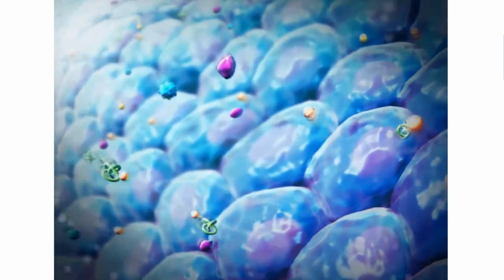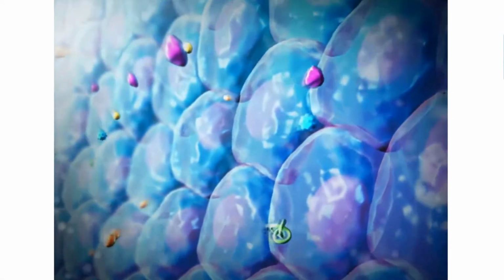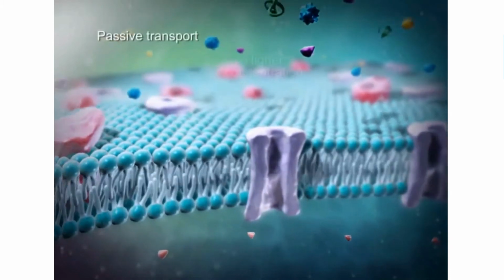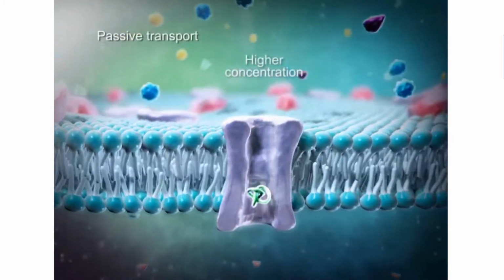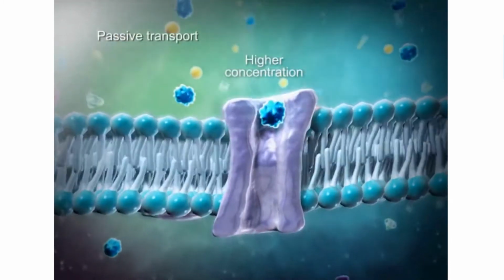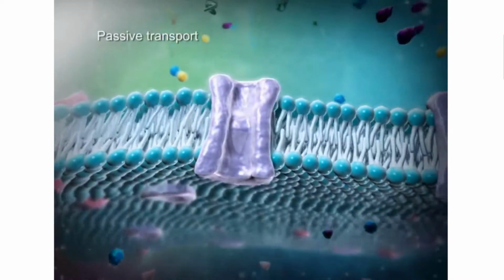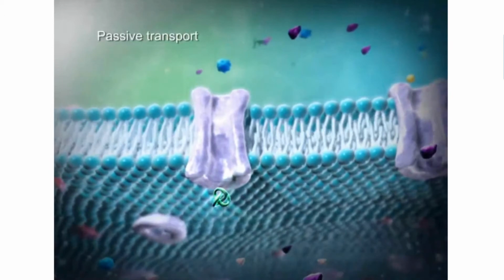Substances such as nutrients, gases, and waste are constantly moving into and out of cells. When the concentration of a substance is higher on one side of the cell's permeable barrier, its molecules use osmosis or diffusion to move through the barrier without the cell using any energy. This process is called passive transport.